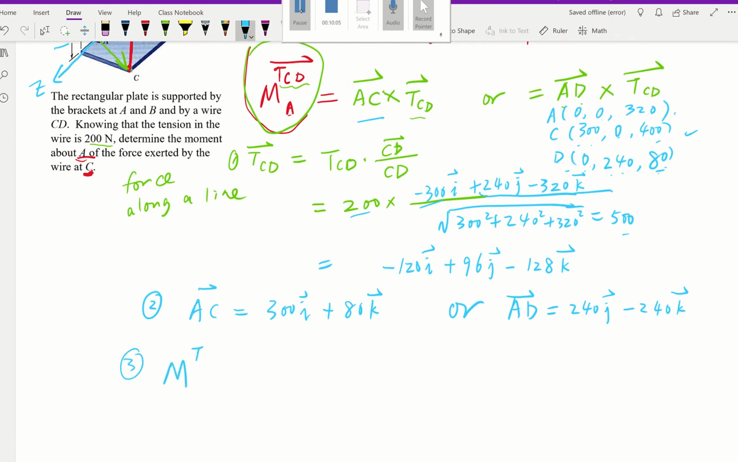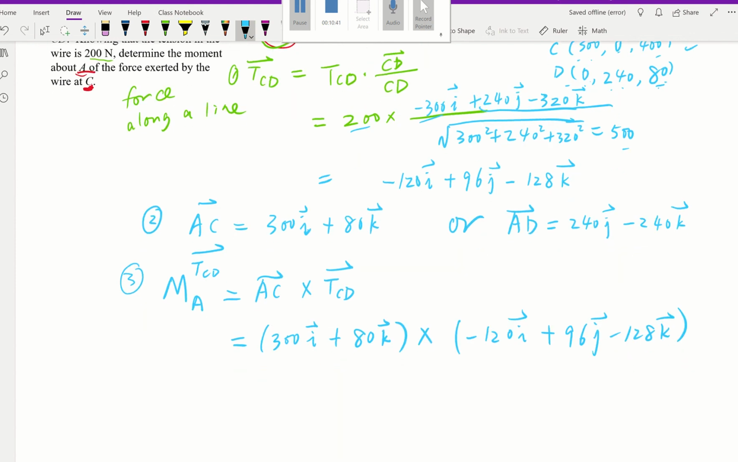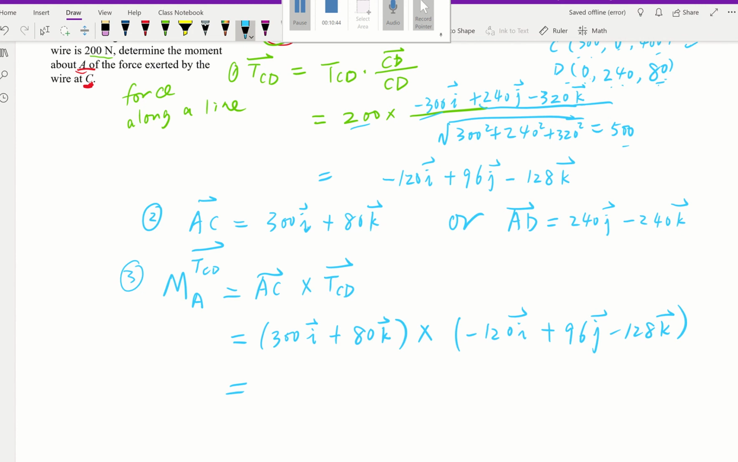What we're solving is this tension, TCD, applied at point C, rotating about A. If we were using AC as our position vector and then time cross product this force in a vector form, so our AC is 300I plus 80K. Then cross product, our TCD, negative 120I plus 96J minus 128K. All right, you can go ahead, use many different ways to solve this. You can use IJK circle, and you can also use a matrix. Also, you have used probably your calculator or online Wolfram. Let's go ahead and try that.